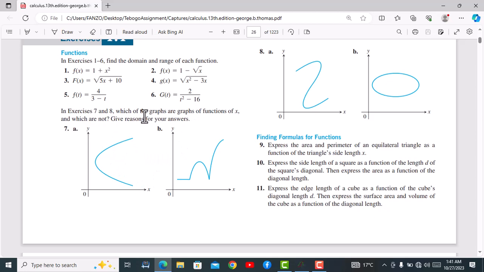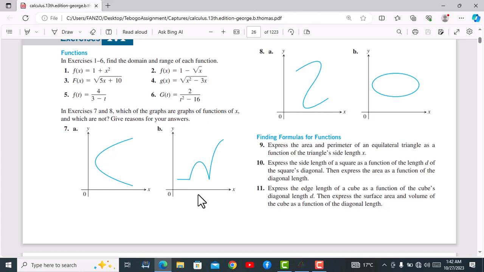So maybe they are saying which of the graphs are graphs of the functions of x. Now remember, for this to be a function, it has to have a one-to-one relationship. For one value of x, you ought to have only one value of y. So in that context, this is not a function. Why? Because for one value of x, you have more than one value of y. So in that context, it is not a function.